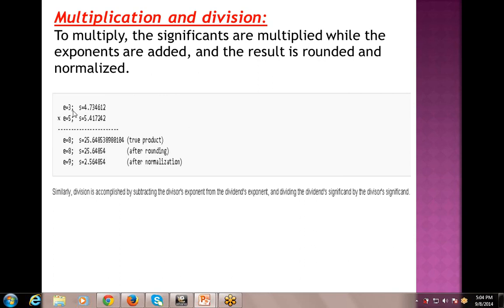So now let's start with this example. E is 3, that is the exponent is 3, and the exponent is 5. These are your significands: 4.734612 and 5.417242. This is your product, meaning we are multiplying these values. Exponent, significand values, 5 times 4 is 20. This is the multiplication of this into this, right? Then after rounding, we are adding the exponent part. This says the exponent parts are added and the significand parts are multiplied.